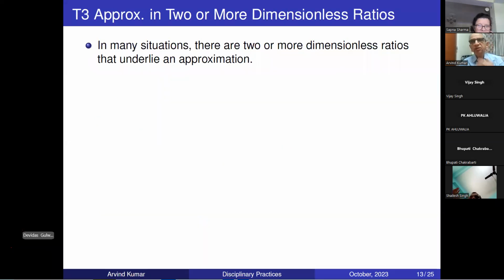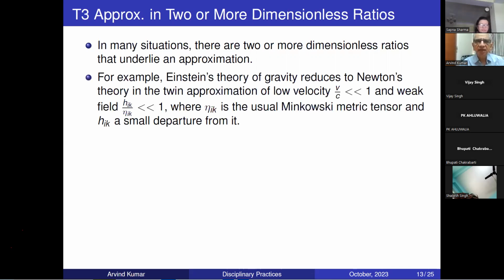Now, third is approximations. This is a slightly more difficult, not conceptually difficult, but technically difficult theme. But we wanted to handle it. There are so many situations in physics. For example, Einstein's theory, when we say it reduces to Newton's theory, there are not one, but two approximations. One is V by C is less than 1, and the other is the weak field approximation, as they say.